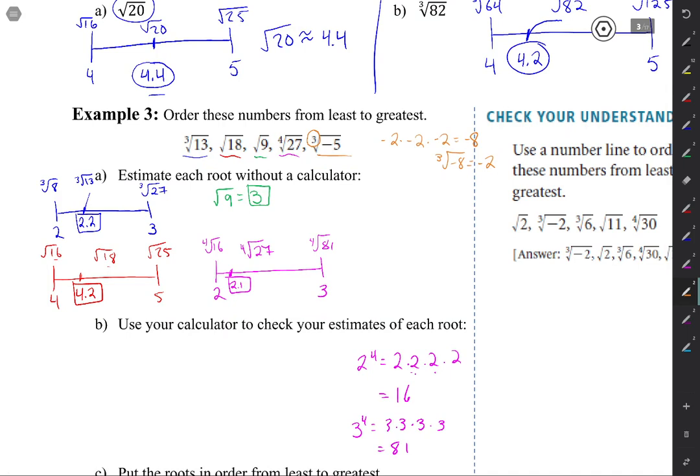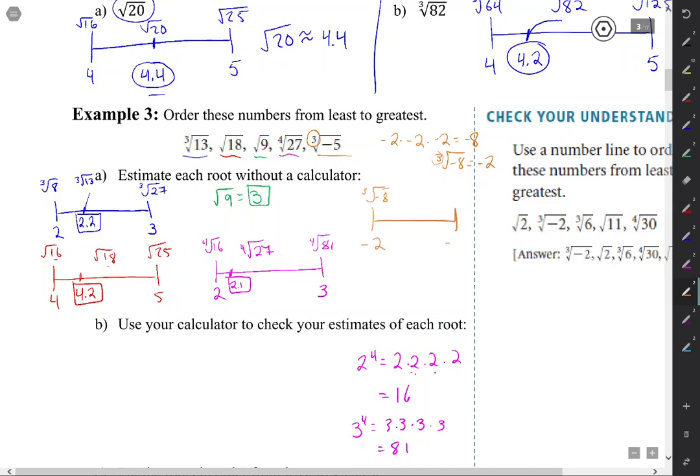We could also take the fifth root. So as long as the index, meaning this small number here, is an odd number, we can take the root of a negative number. So if we're doing our little number line here, now we're moving in the negative direction. So I actually gave us one of the answers here. Let's put the third root of -8 here, which is -2.